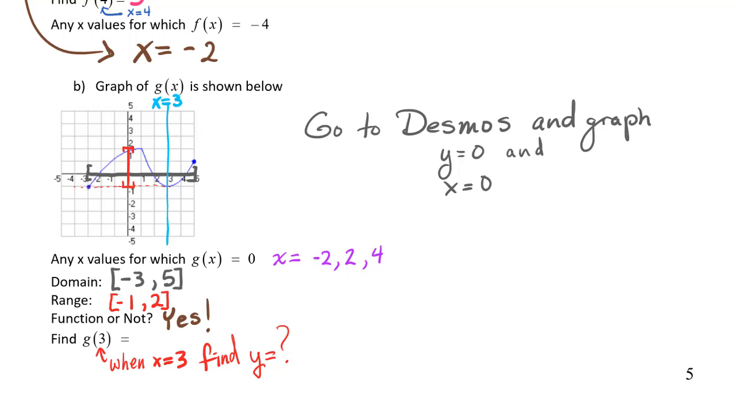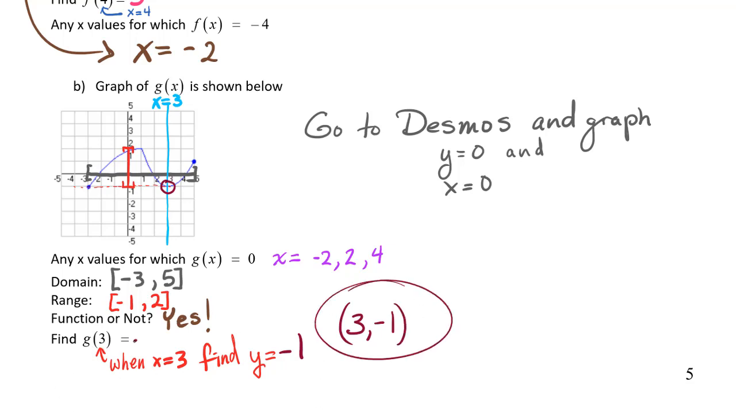When I do that, there's only one point of intersection with g of x, and that is at -1 in the y direction. So my y value is -1. That means my input is 3 and my output is -1. This is my coordinate point where that is true. So g of 3 equals -1.